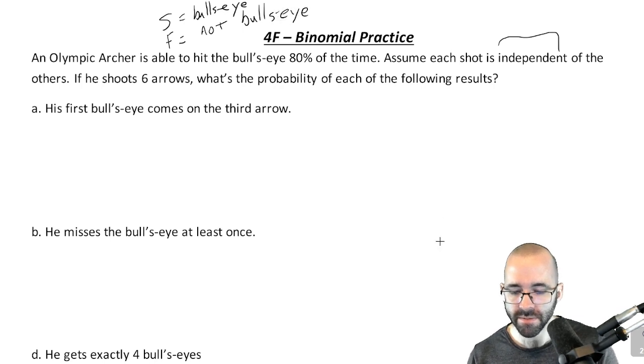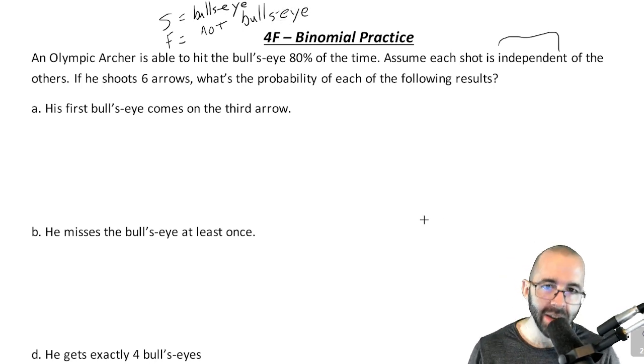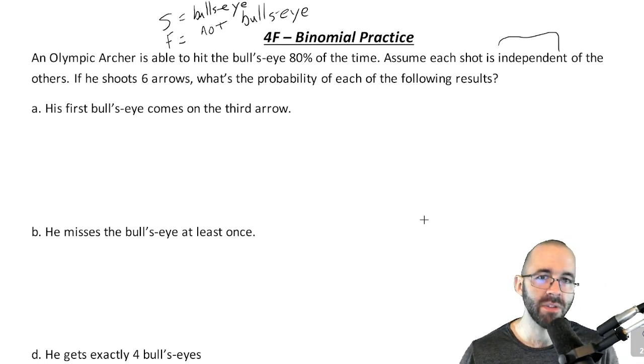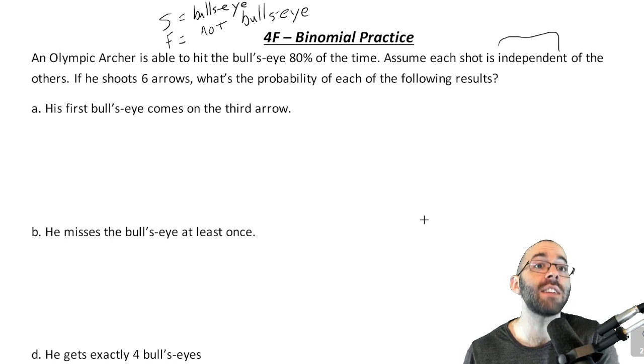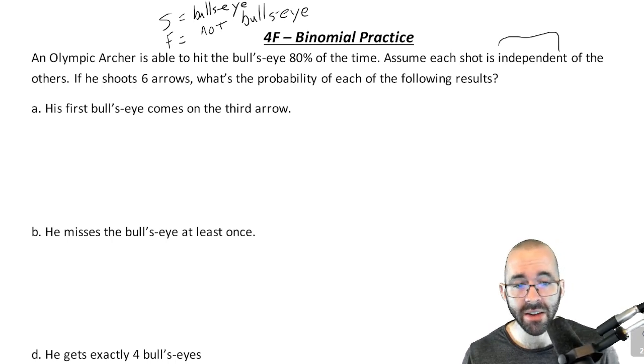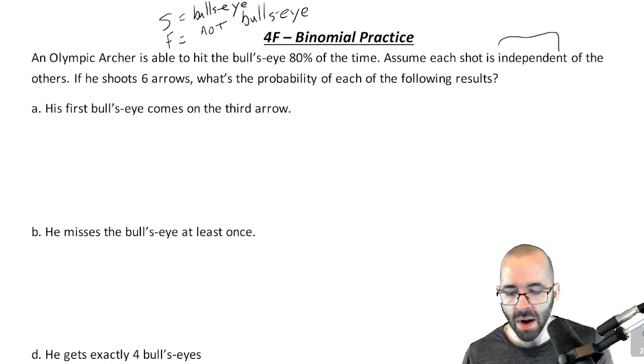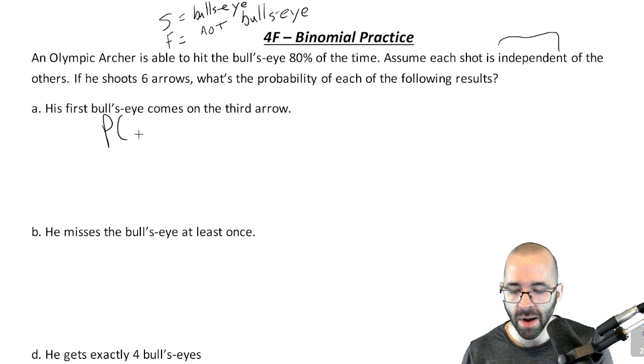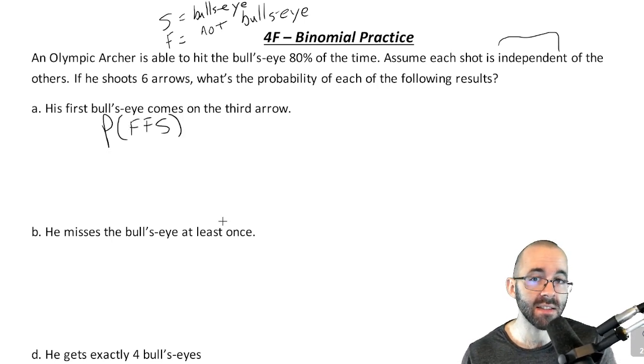Okay. So we have independence. Each probability is the same. We have only success or failure. These are Bernoulli trials. Each attempt is a Bernoulli trial. So we can use what we've talked about in these last 2 videos. What's the probability that the first bullseye is on the 3rd arrow? That's the probability of a fail, and then a fail, and then a success.